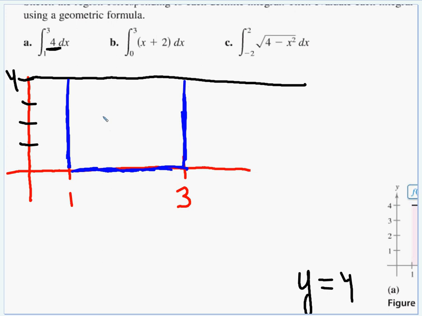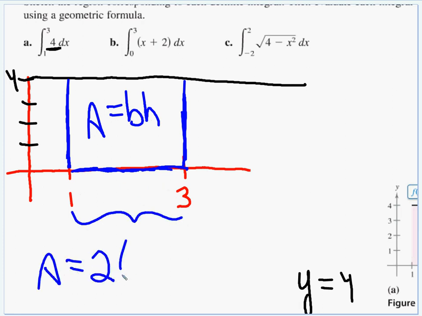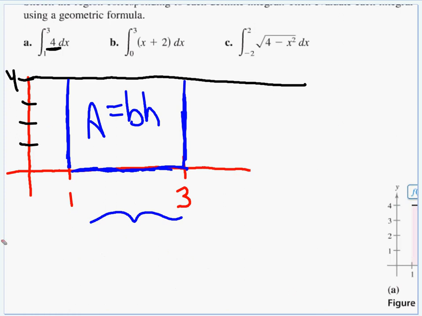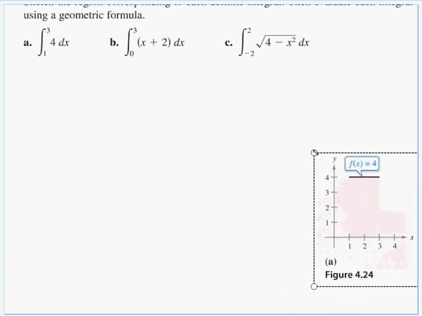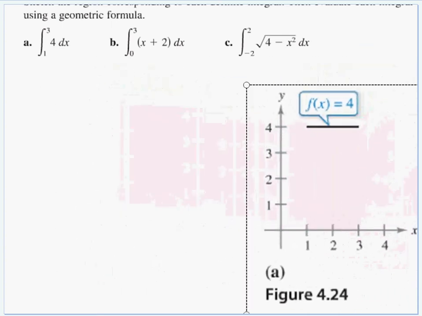So what's our common shape? It's a rectangle. Area equals base times height. Our base, 1 to 3, well that's 2, times the height is 4. 2 times 4, last I checked, is equal to 8. Okay, common geometric shape. Here's the much better graph from the book.